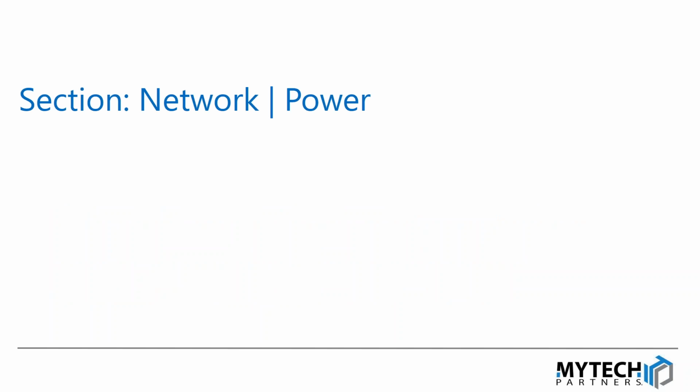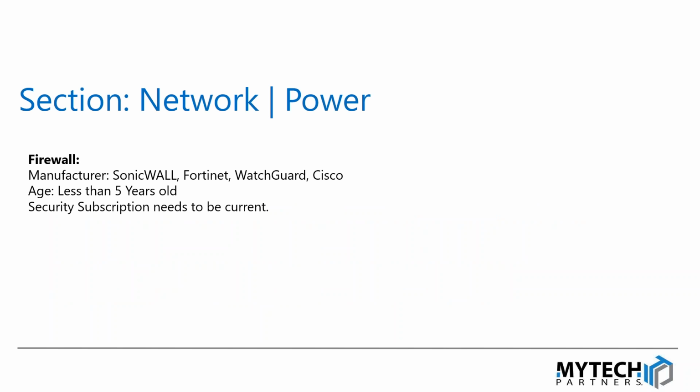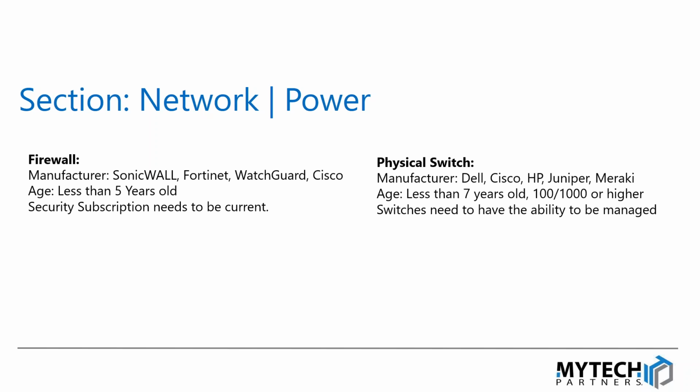So we broke it down into different sections. The network and the power, typically the stuff that's behind the scenes in a closet that has blinky lights and you're not really sure what it is. So for us, our best practices are these: manufacturers, from a firewall perspective, less than 5 years old, and security subscription needs to be current.